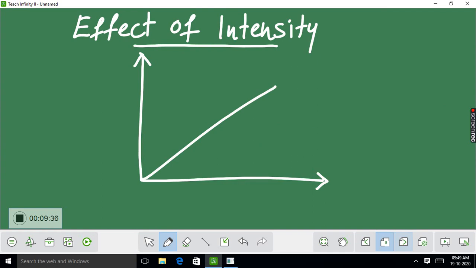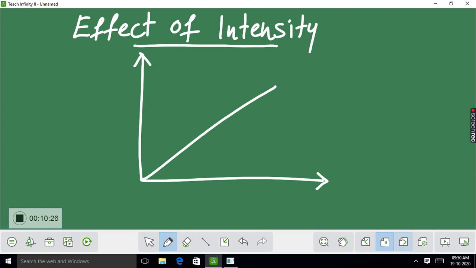First of all, we can consider the effect of intensity of incident radiation. For this, all other factors are kept constant. When we study the effect of intensity, frequency is maintained constant, potential between emitter and collector is maintained constant, and we use a particular photosensitive metal. So in order to study the effect of intensity, we maintain all other factors constant.